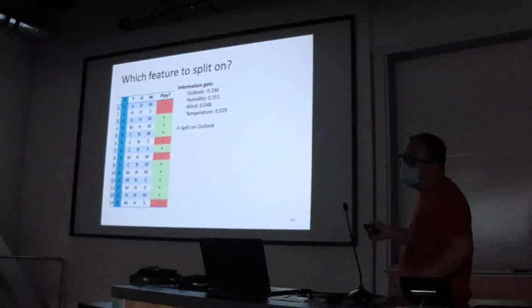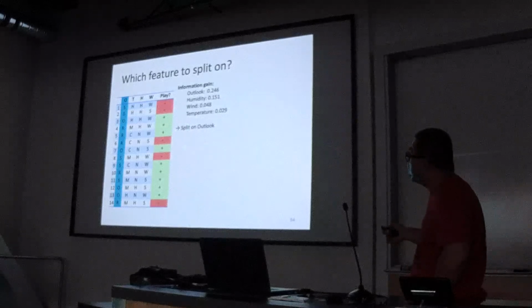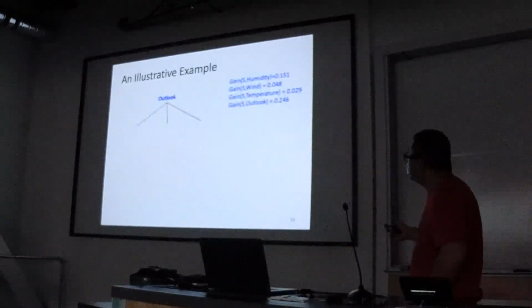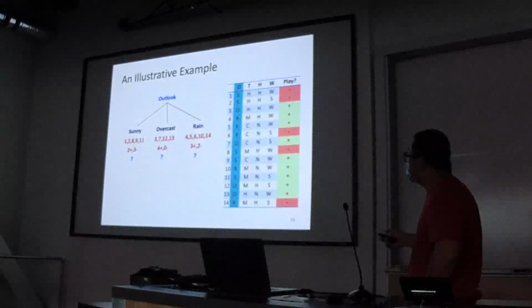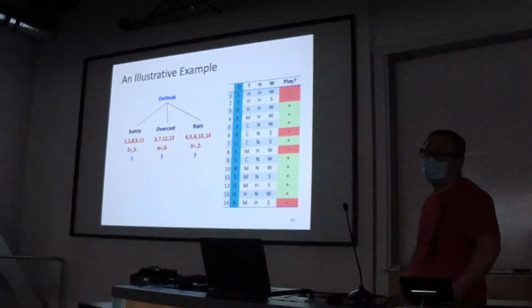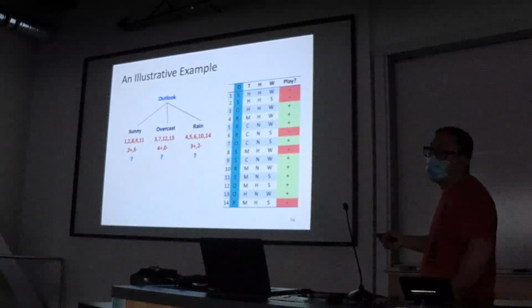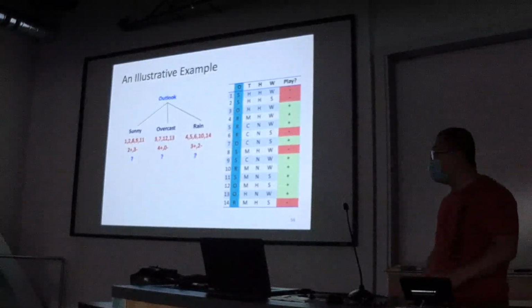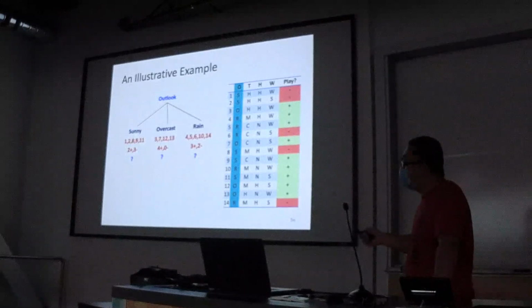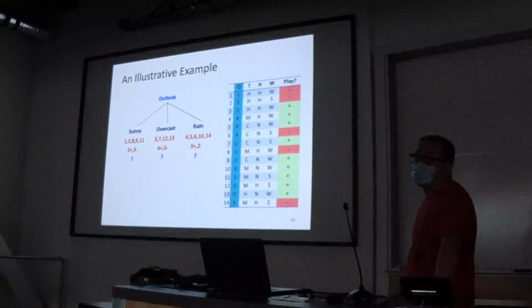So we finished our first split. We split on outlook. By using outlook, we got 3 branches and 3 subsets. And what is the next step? The next step is to continue the splitting, following the ID3 algorithm. Remember, ID3 is a recursive algorithm. So now we're going to recursively call ID3 to split each subset, until we reach the leaf nodes.